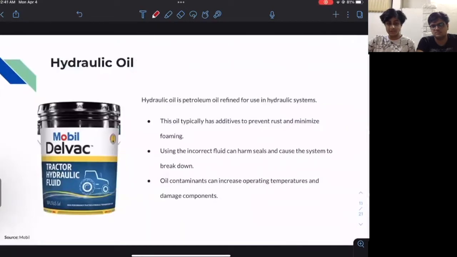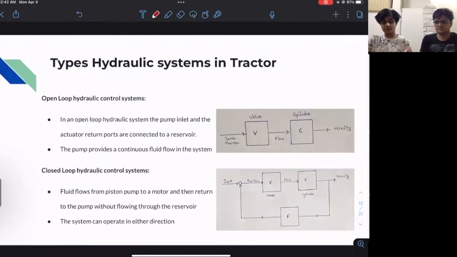Lastly is the hydraulic oil. This hydraulic oil is typically refined petroleum oil. It has additives which are put in to prevent rust and minimize freezing. Using incorrect oil can cause harm and cause the system to break down, which is of course not favorable. If there are contaminants in the oil, it can also increase the operating temperature and damage various components. So we need to very carefully choose the hydraulic oil based on the requirements and the hydraulic system which we have. Ritik is going to take it forward from here.